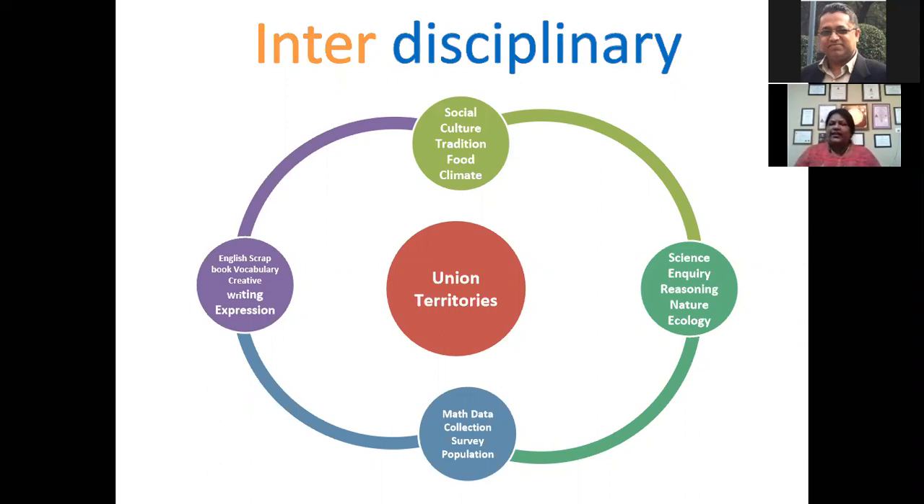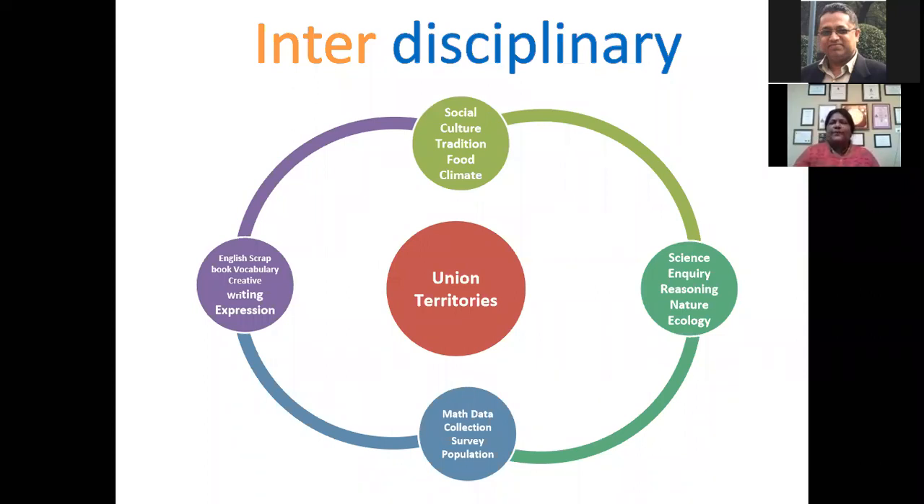And then data collection, survey and population. When you are teaching union territories, what is the population? Children take a survey, they collect data, they collect information about the population of that place, men and women of that place, what is the economy of that place, and what does the country's economy depend on. So all these kinds of natural resources come under science. So when you're taking a union territory social lesson, you are connecting with all other subjects.